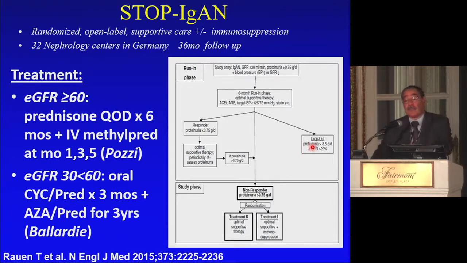If your proteinuria was very heavy, over 3.5 grams, you weren't in the study. This is important because, again, only a minority of the patients who were initially coming into the run-in phase ever got into the study for the randomization. If your GFR was over 60 cc's a minute, you got every other day steroids for 6 months with pulses of IV methylprednisolone. It was like the Pozzi regimen. If your GFR was low, you got oral cyclophosphamide switched to azathioprine, like the Ballardie regimen.